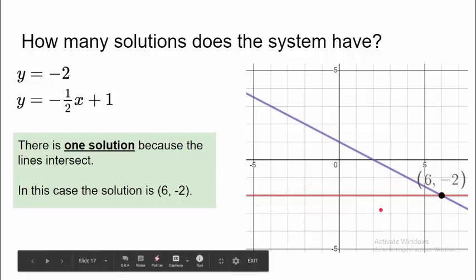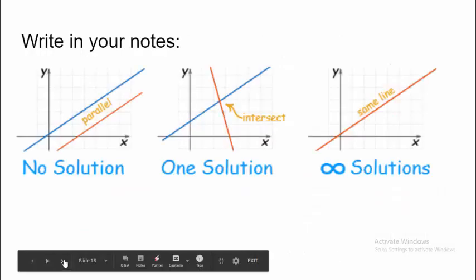It's their intersection point. These are intersecting lines. Anytime you have intersecting lines, you have one solution.